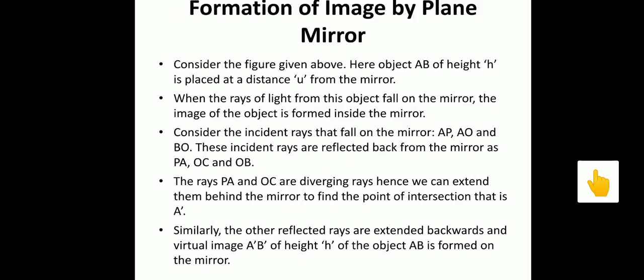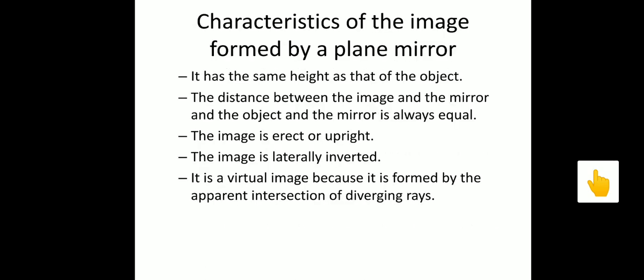Let's see what lateral inversion is. That is all. How you will understand how image will form, you can do it by yourself by reading all these things. So here also are the characteristics of image formed by plane mirror. The points have been written, whatever I have told: it has the same height as that of the object. The distance between the image and the mirror and the object and the mirror is always equal. The image is erect or upright. The image is laterally inverted.